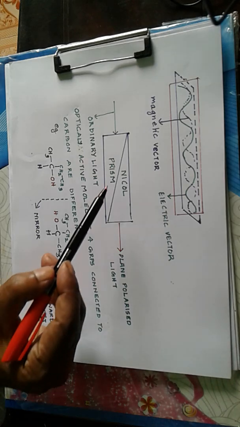So ordinary light consists of a collection of radiations whose electric vectors are in different planes, and magnetic vectors are in perpendicular planes, also in different planes. Such a collection of ordinary light, when passed through a device called a Nicol prism, comes out as light in which all the electric components, or electric vectors or electric waves, are confined to one single plane.